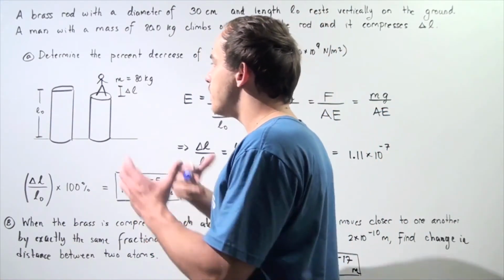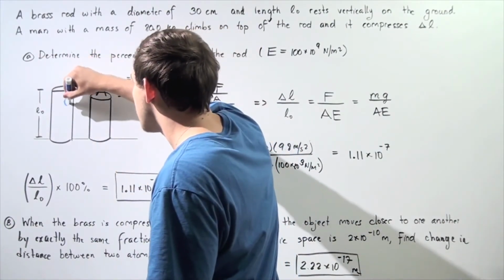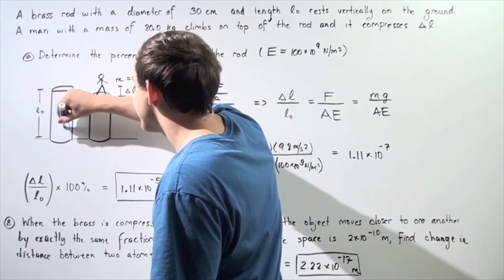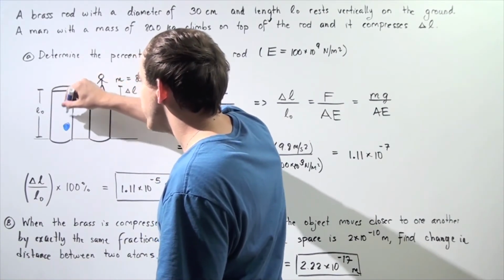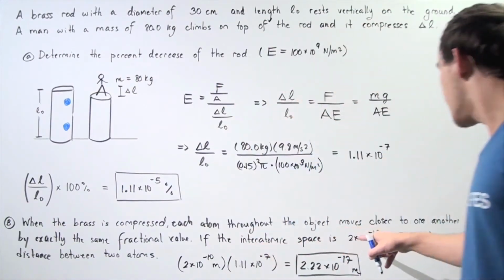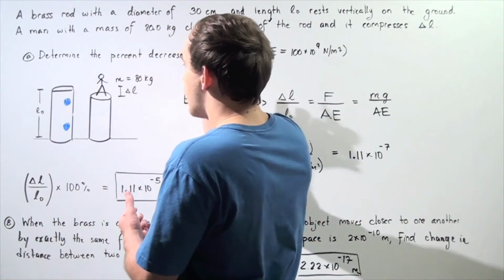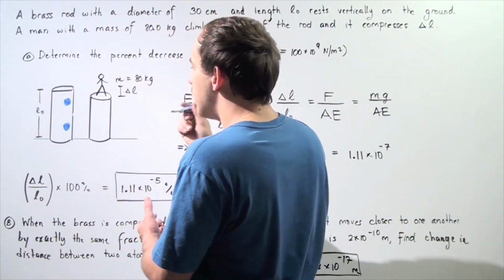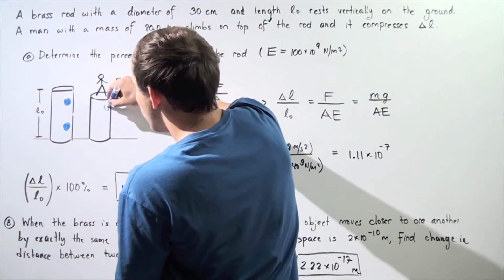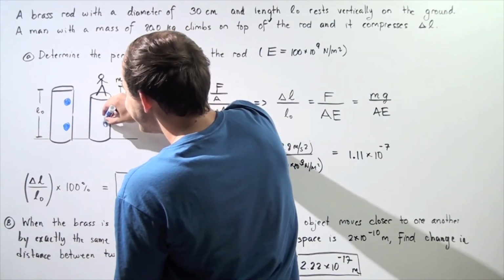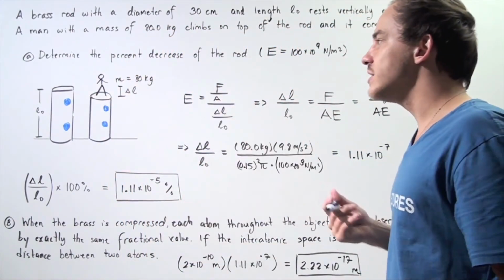So let's suppose before the object compressed, we're exaggerating here of course, but let's suppose here's one atom and here's a second atom. And before the object compressed, the distance between these two atoms was 2 times 10 to the negative 10 meters. Now after the person climbed on top of the object, these two atoms moved closer to one another. And we want to calculate what the change in distance is. How much closer did the two atoms move?